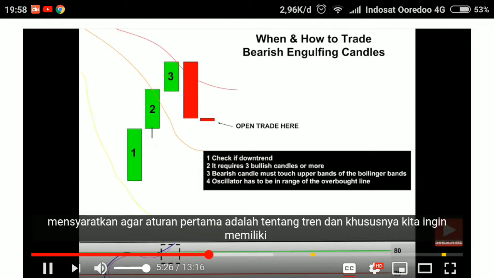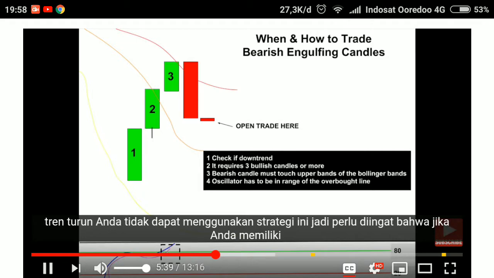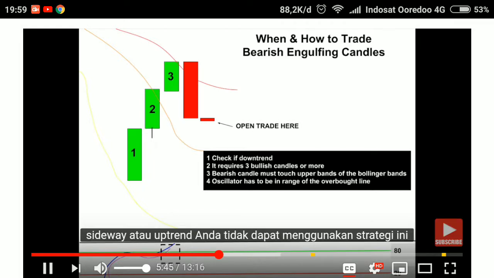The first rule is about the trend, and particularly we want to have a solid downtrend. So the first thing to do is to spot the trend. If you do not have a downtrend, you cannot use this strategy. So keep in mind that if you have a sideways trend or an uptrend, you cannot use this strategy.